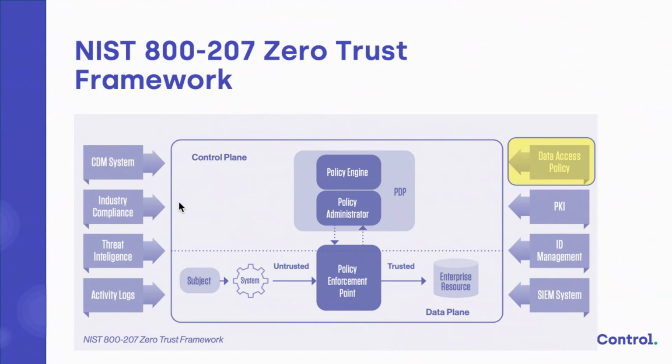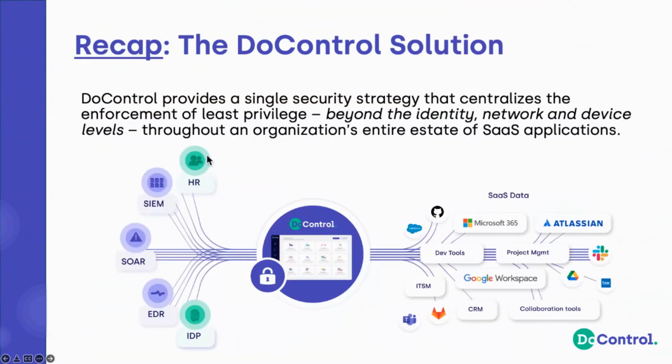So this is something that, if you're not considering it with your current program, you should look into closely. And obviously DoControl is here to partner with you to add value and to bolster your existing zero trust architecture. So just wanted to do a quick recap. We're providing a single security strategy that centralizes the enforcement of least privilege beyond the identity, network, and device levels throughout an organization's entire estate of SaaS applications.